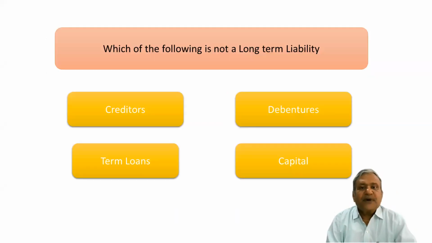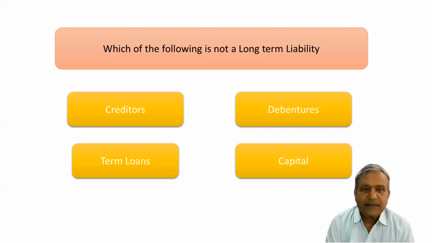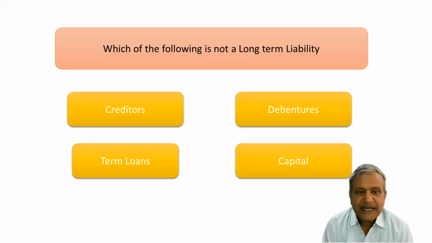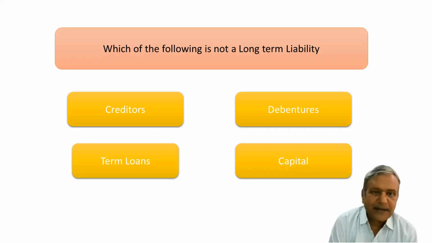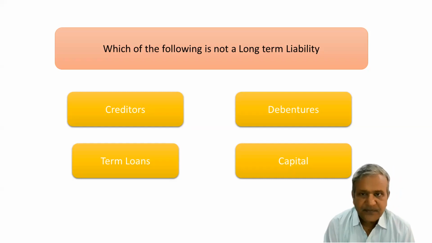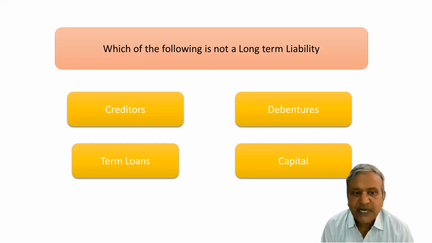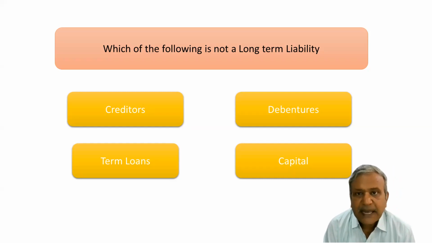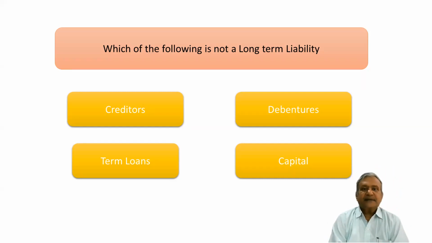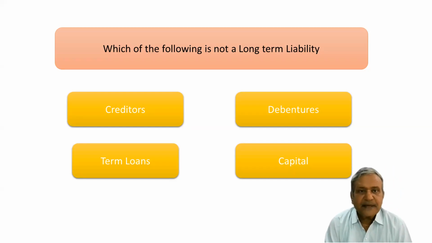Which of the following is not a long-term liability? Yes, it is your company law subject. Number 1, creditors. Number 2, debentures. Number 3, term loans. Number 4, capital. These are not long-term liabilities.